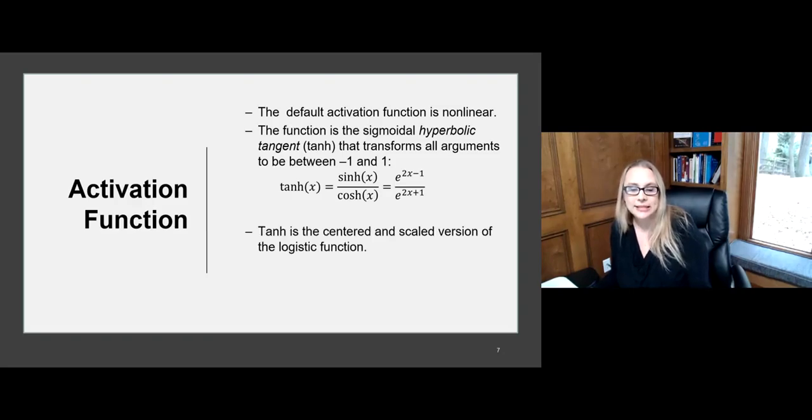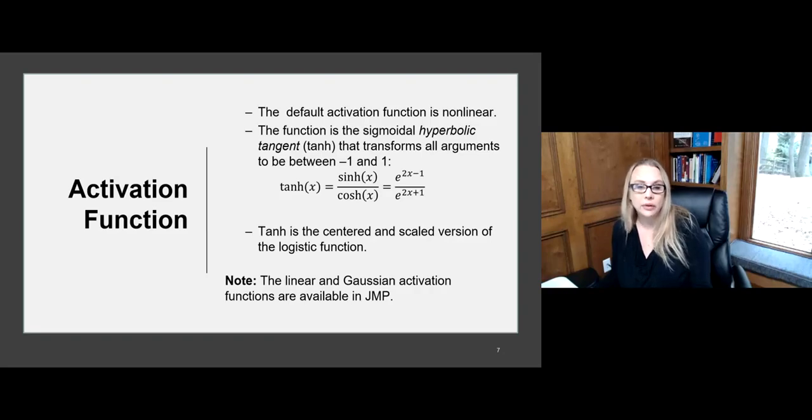And then the tanh is centered and created as a scaled version of the logistic function. So note that in JMP, the linear and Gaussian activation functions are available. It can be a linear function, an exponential function, or a logistic function as well. But the logistic and hyperbolic tangent functions tend to be the most common ones that are used.